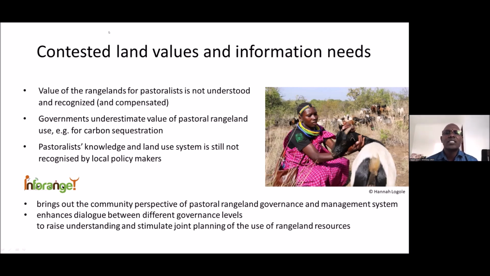For instance, the basics of rangeland qualities as understood by the pastoralists and utilized in livestock production need to be brought to the fore. Also, other land values such as cultural connections are important. And therefore, this our Inforange project, which has also been mentioned, through its various activities, wants to bring out this community perspective of the rangeland resources, and the governance and management systems that are used. It further enhances dialogue between different governance levels, such as the county and the national levels, in order to raise the understanding and stimulate joint planning of the use of rangeland resources. And that way, this resilience building can be achieved.